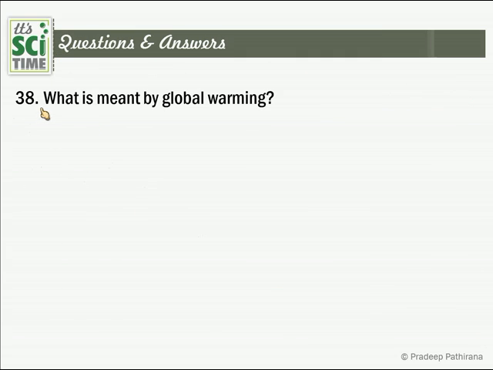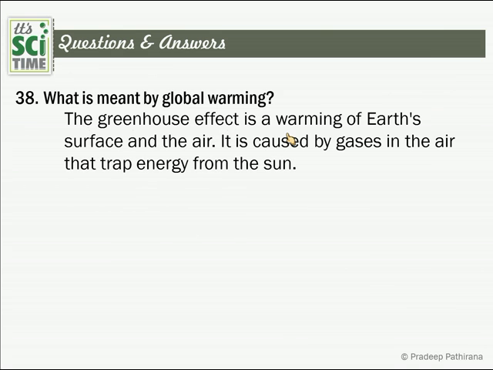First, 38. What is meant by global warming? The greenhouse effect is the warming of the earth's surface and the air. Greenhouse effect is a warming effect. It causes the gases in the air to trap energy from the sun. This is the global warming.